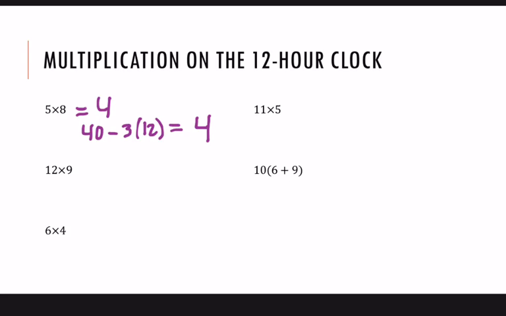Okay, 12 times 9. In normal multiplication, that would be 108. And 108 is divisible by 12. That's a remainder of 0, and we said that 0 corresponds to 12. So that equals 12. Now notice right away, if you see that this is 9 times 12, we know right away that that's going to be a multiple of 12. So right away, that is going to just give you an answer of 12.